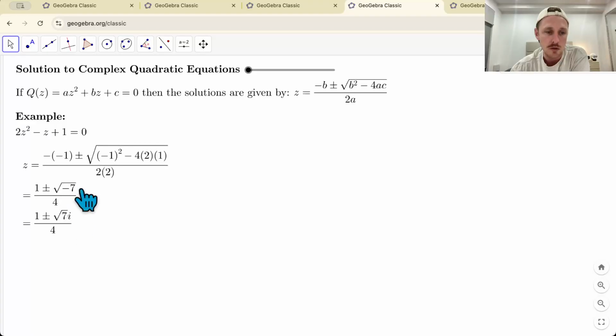If that step's a bit confusing in terms of why the square root of -7 is the same thing as the square root of 7 times i, then definitely go back and look at the introduction to complex numbers. But you'll notice we end up with this as our answer.